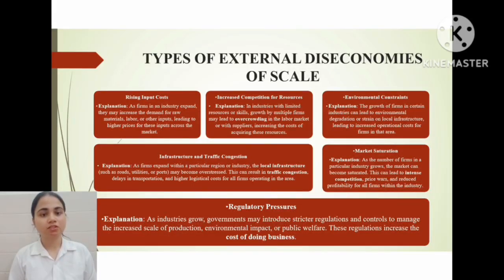The second one is increased competition for resources. In industries with limited resources or skills, growth by multiple firms may overwhelm the labor market and the suppliers, increasing the cost of acquiring these resources. The third one is environmental constraints, where the growth of firms in certain industries can lead to environmental strain or strain on local infrastructure, leading to increased operational cost for the firm in this area.